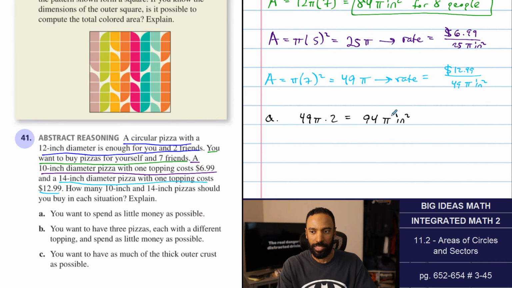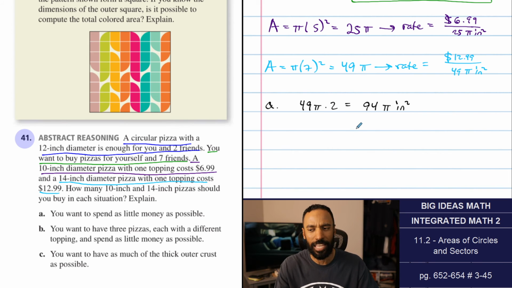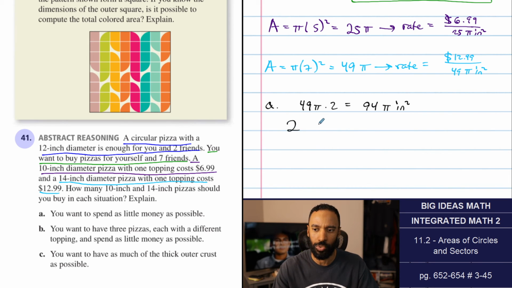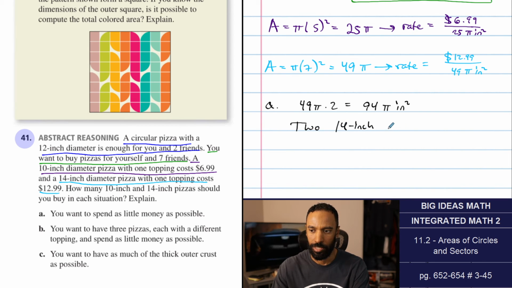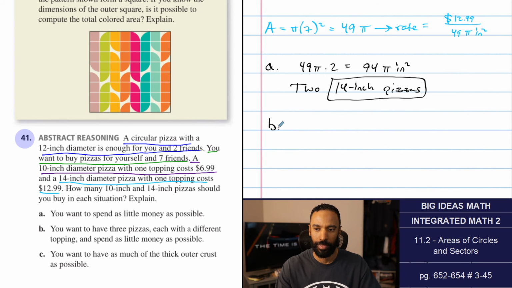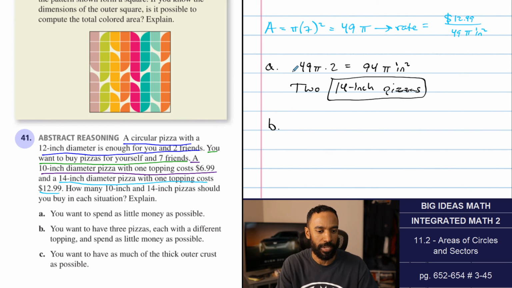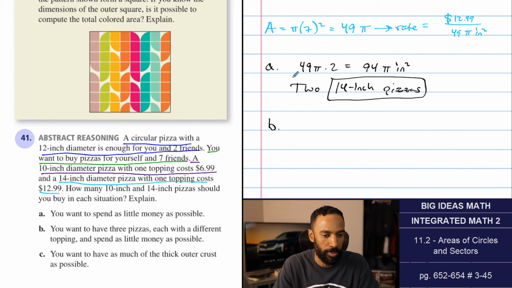You're spending the least, and you're getting the closest to your 84 pi area. I think that's what this has to do with. So you want to get two 14-inch pizzas. I'm explaining everything verbally with this, but basically it's cheapest, it's exceeding 84 pi, and by the least amount. Part B, you want to have 3 pizzas each with a different topping and spend as little money as possible.